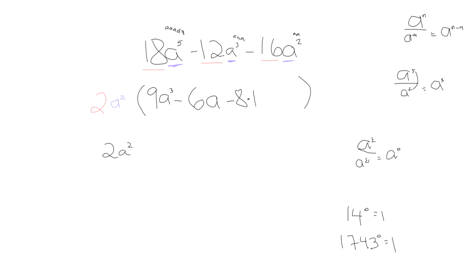So 2a squared times 9a cubed minus 6a minus 8.